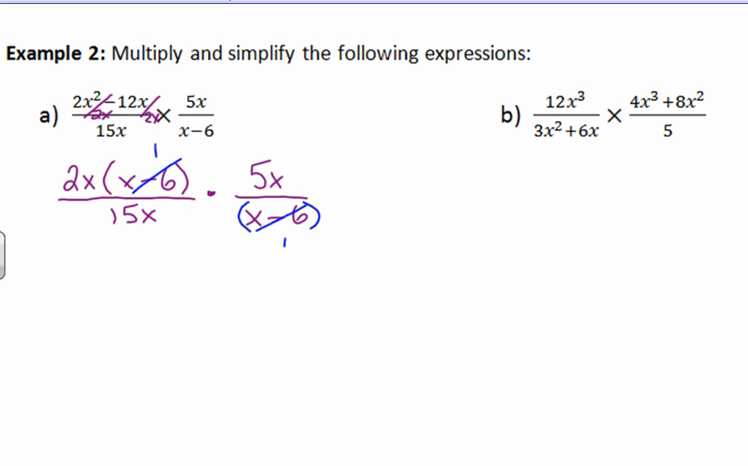Anything else we can reduce? 15x and 5x. What can we divide both of those by? Let's do the 5 and 15 first. Divide both by 5. So 15 divided by 5, 3. The x's, can we divide both those by x? Can't reduce those out. Just 1 and 1.